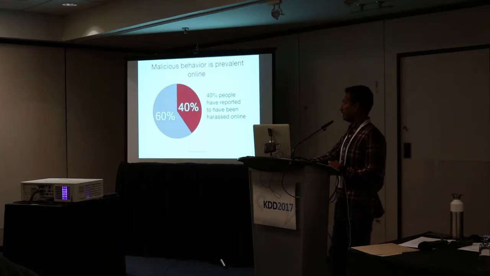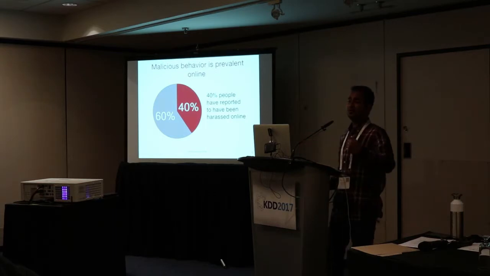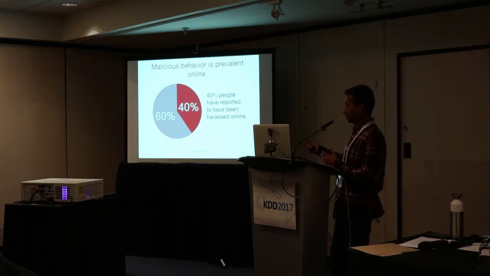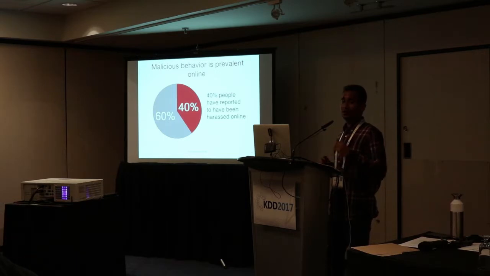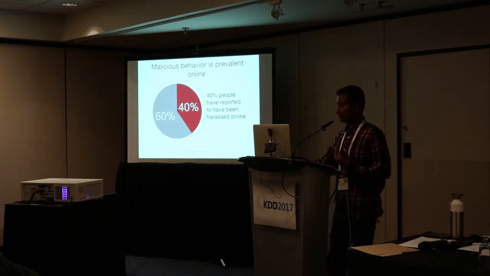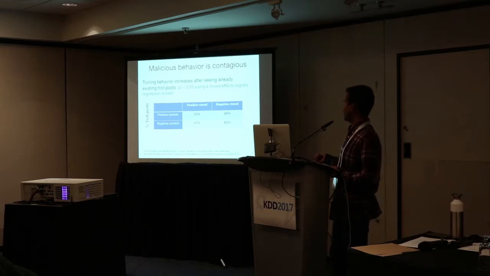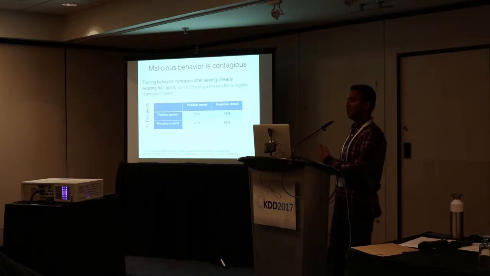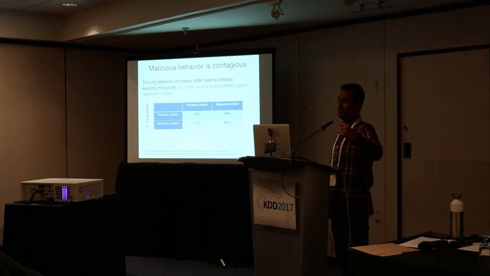In fact, as shown by Pew Research in 2014, 40% of people have reported that they have personally been harassed by someone else on social media. That's a huge number. In the same research, at least 70% of people said they have known someone else who has been harassed. So harassment is very common on social media and the social web. And very recent research at CSCW by Justin Cheng, Michael Bernstein, Cristian Danescu-Niculescu-Mizil, and Jure Leskovec showed that malicious behavior is contagious. If you see someone else doing something bad, you will also be encouraged to do something bad.